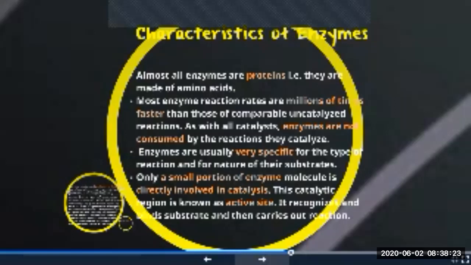The next point, enzymes are usually very specific for the type of reaction and for the nature of their substrate. I think we have discussed this in the enzyme specificity topic, that enzymes choose a specific substrate. They do not act on a random chemical. They are very specific because of their specific geometric shape, right?